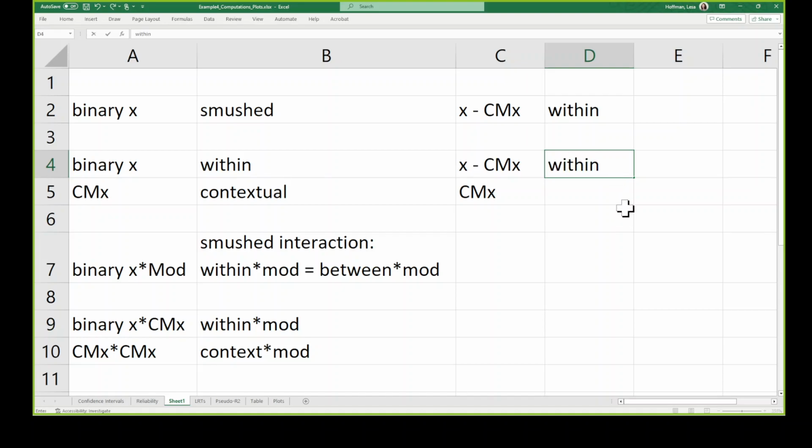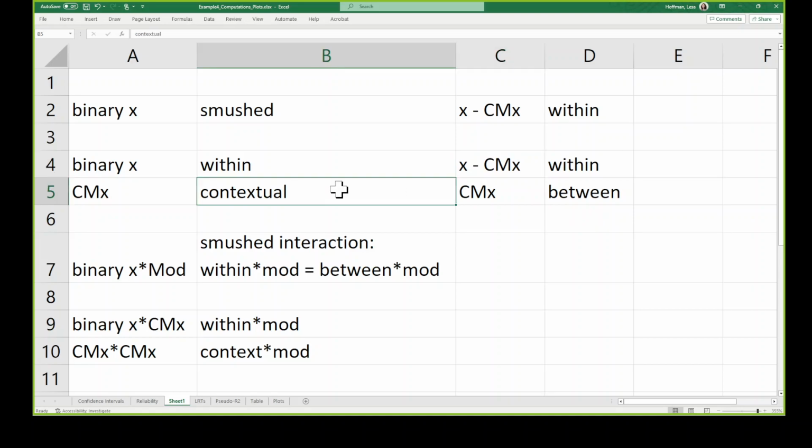Because you took out the between, there's no worrying about smushing. It only has within information, that's all it can do. Now what's this one? Between. Yeah, this is between because this variable has no information in it about level 2. So contextual is the extra information provided by level 2 that's not already in level 1. None of the information is in level 1 when we do it this way.